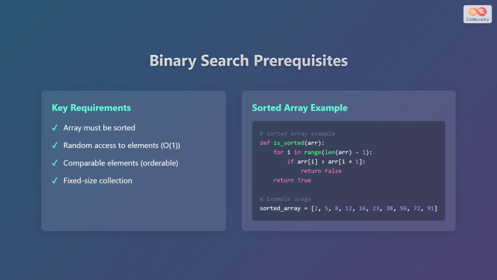Here's an example in Python to illustrate a sorted array with numbers 2, 5, 8, 12, 16, 23, 38, 56, 72, and 91.